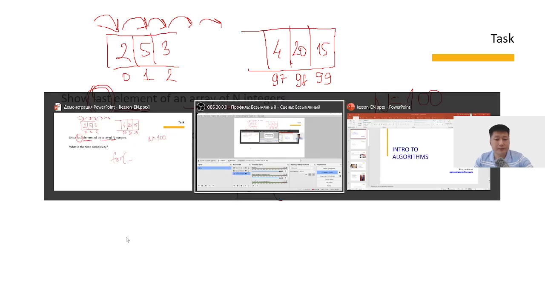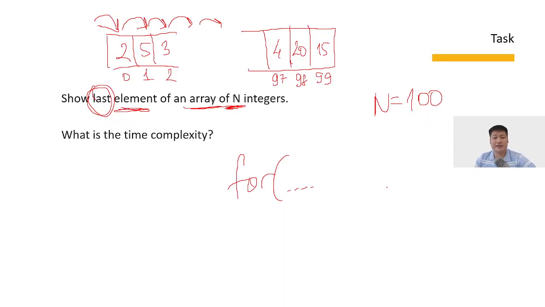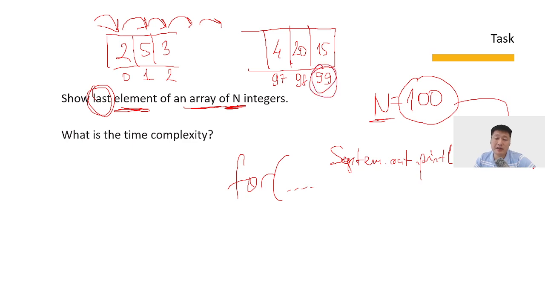Let me see how we can show the last number. We know that we have 100 elements, n is 100, so we can just say System.out.print of our array at n minus 1. That's all. N is 100 in our case, it's just the amount of numbers. Why minus 1? Because the last index is 99, so 100 minus 1 is 99. So by this one line, we can show the last number of our array.